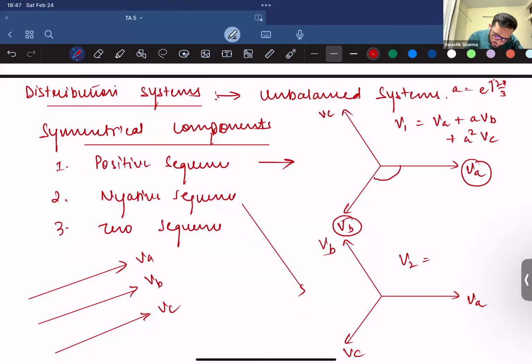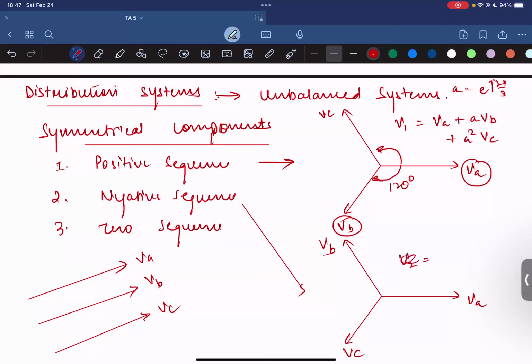So I've shown B lagging A by 120 degrees, and C leads A by 120 degrees. I think this is correct. Does anyone have any issues? Can anyone check if what I've written is correct or wrong? I think this is correct.